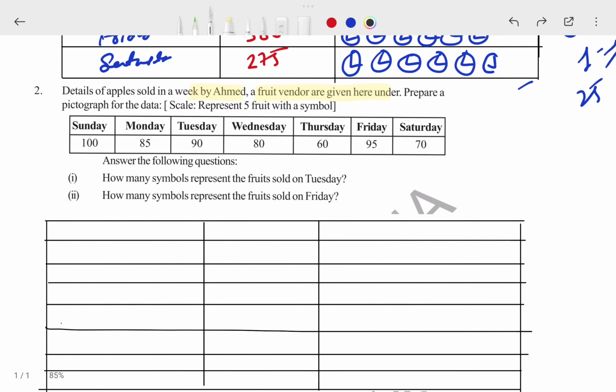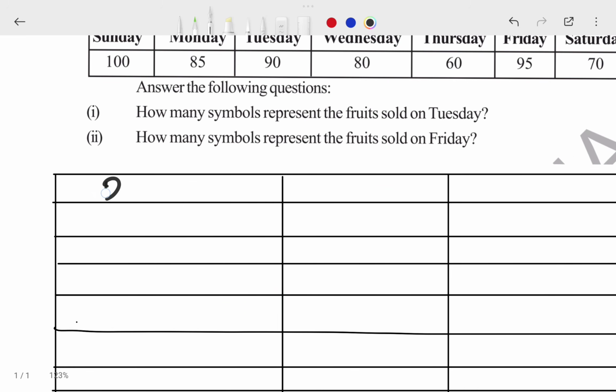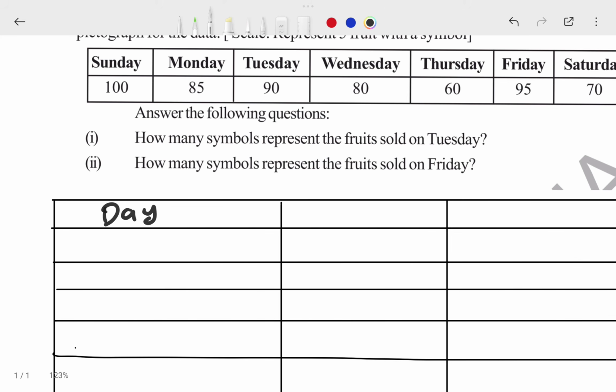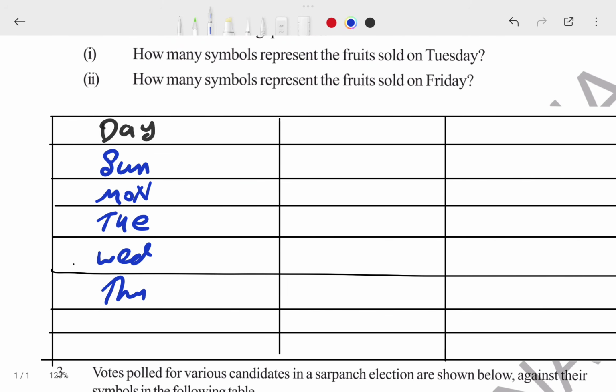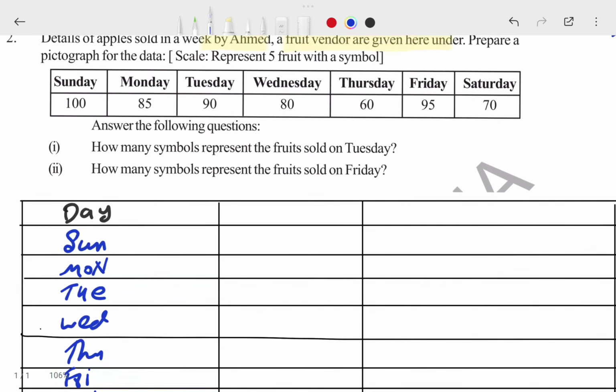Okay, now first we make the days. How many days are there? It is given Sunday. I will write it shortly, I will not write all these names. So I will write Sunday, Monday, Tuesday, Wednesday, Thursday, Friday and Saturday. I will write like that. Okay, so that is the days, the day part is over now.